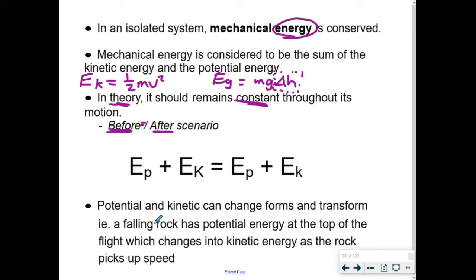Let's say there's a falling rock. The falling rock has potential energy at the top of its fall. Over time it's going to change that energy into kinetic energy as the rock falls. One way of looking at it is that potential energy will go down, and if the potential energy goes down, kinetic energy goes up.